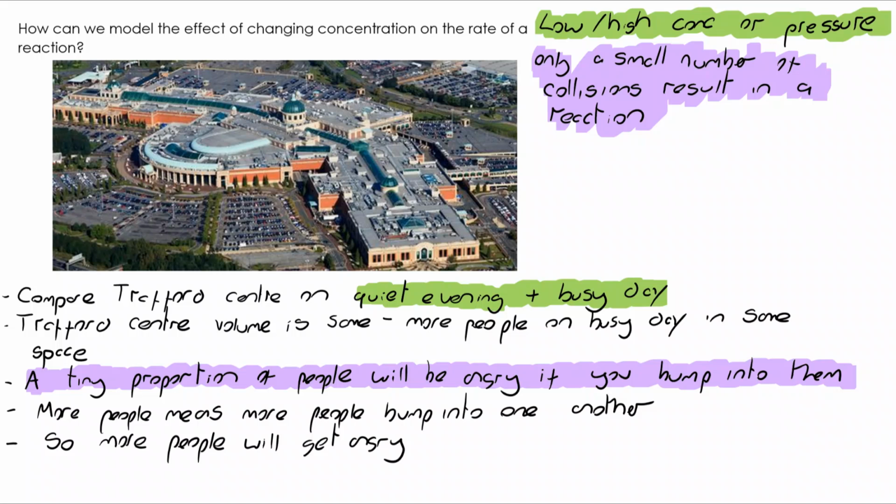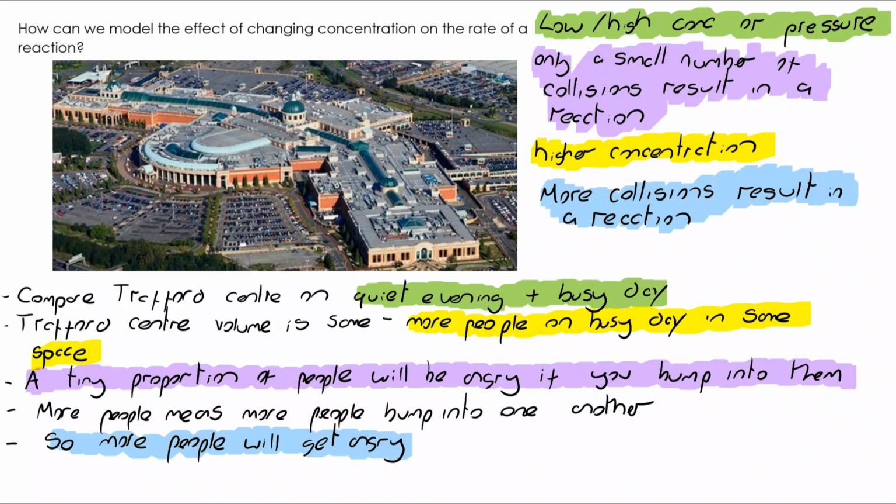Now, if we take that further forward, what have I got here? In yellow, more people on a busy day in the same space. So again, we're relating that to concentration or pressure. That's a higher concentration or pressure. And more collisions will result in a reaction. If I've doubled the number of people and I double the number of collisions, I'm going to double the number of successful collisions. I'll probably have double the number of people getting angry.